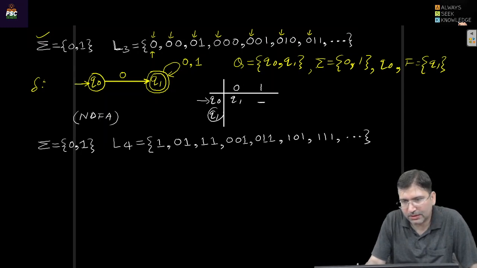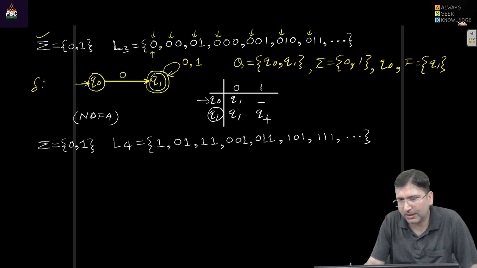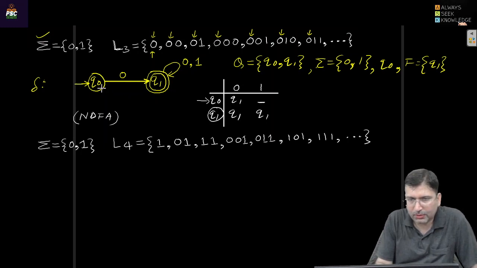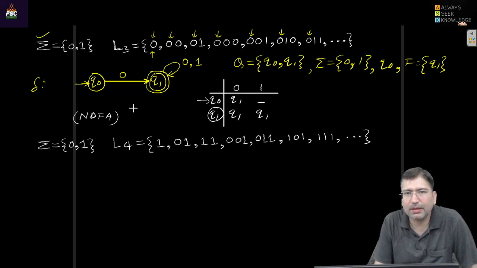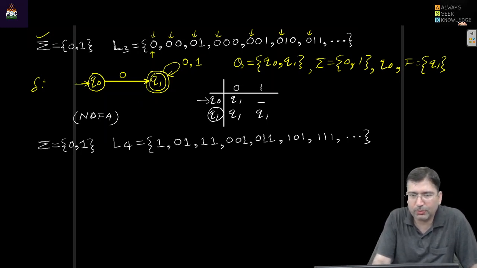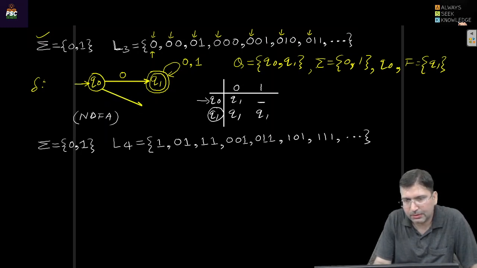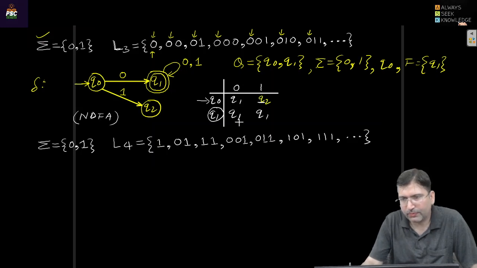q1 is the final state, so this is circled. On q1 it reaches q1, so for q1 it is fine, but on q0 it is not fine for 1. If you want to convert it into a deterministic finite automata, you need to draw one more state. If you want to make it compulsorily deterministic, then it is better to draw one more state, let's say q2, and you reach this q2 through 1, so I am filling q2 here. That is fine, but I need to write the transition for q2 also.